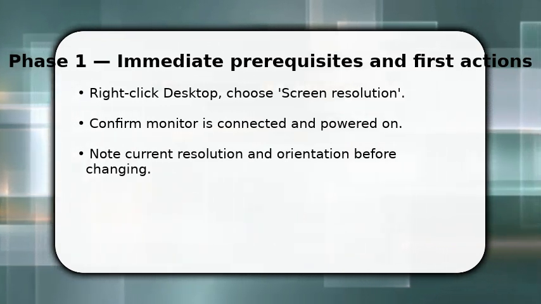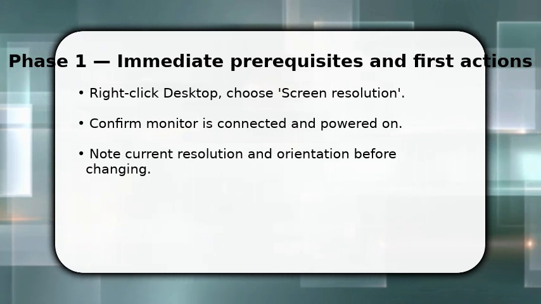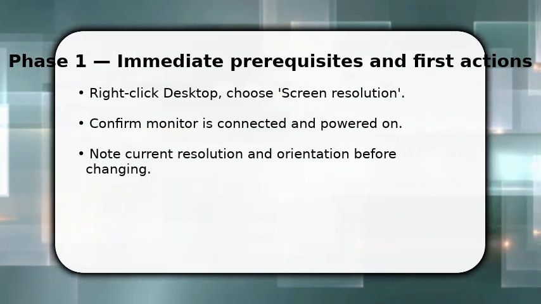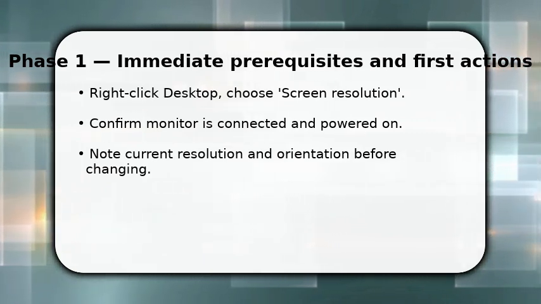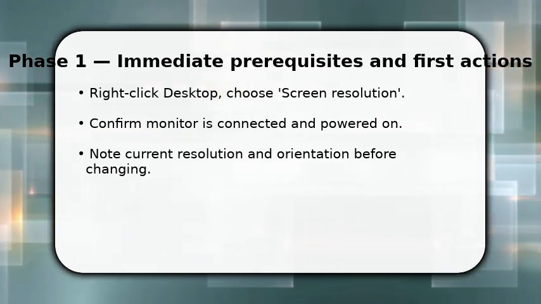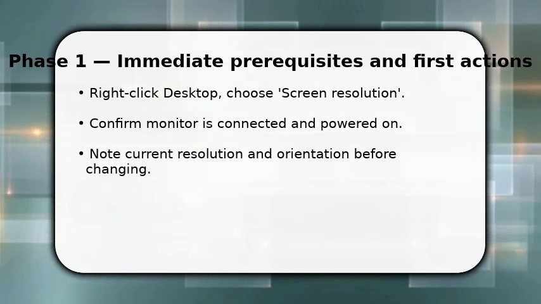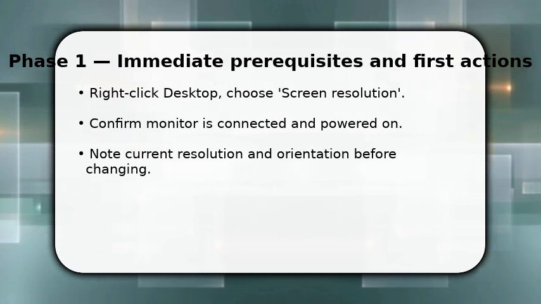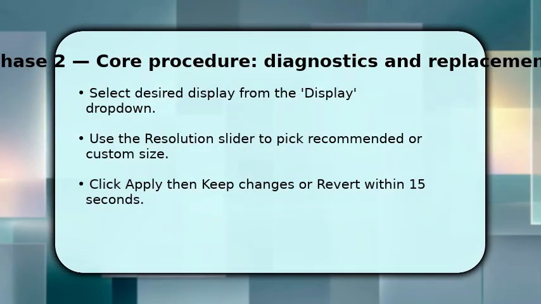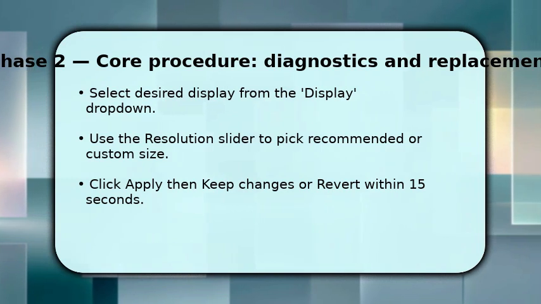Make sure the monitor is connected and powered on because Windows only lists active displays. Note the current resolution and orientation, write them down or take a photo so you can revert if needed. Once done, you will be ready to select the right monitor and proceed to change the resolution using the built-in controls. You now choose the correct display and set the resolution.